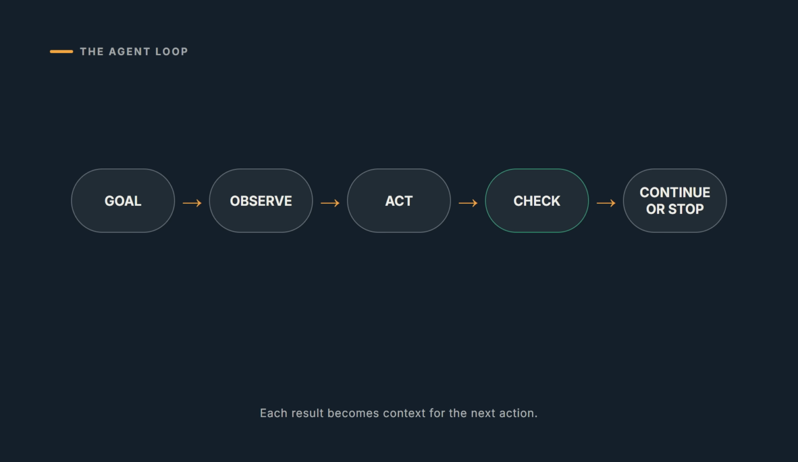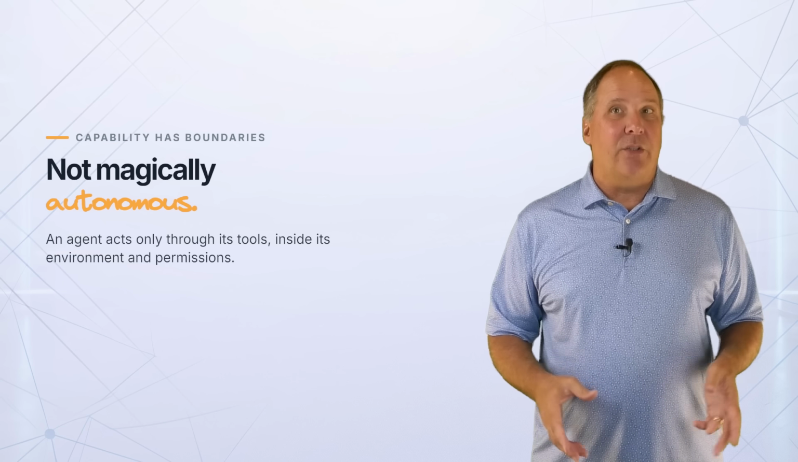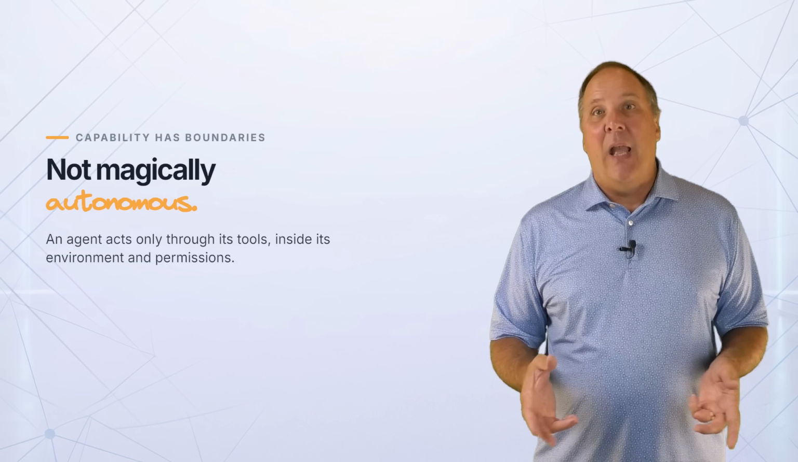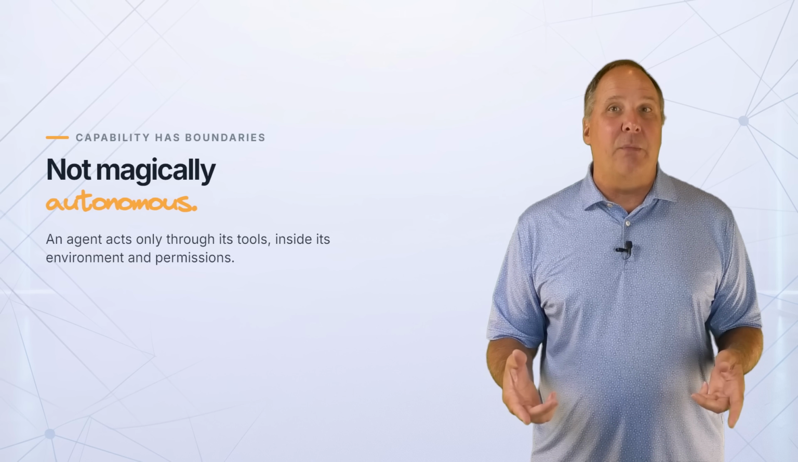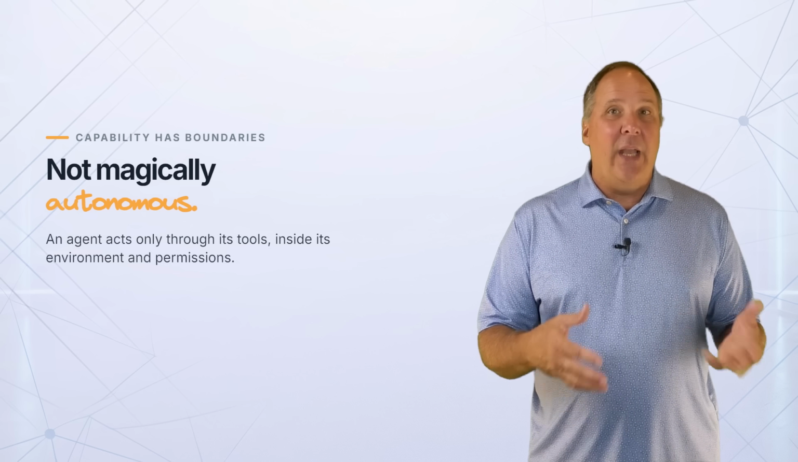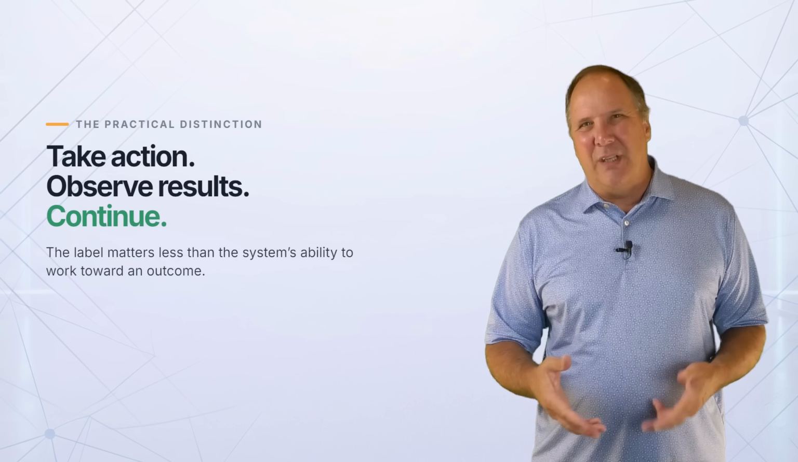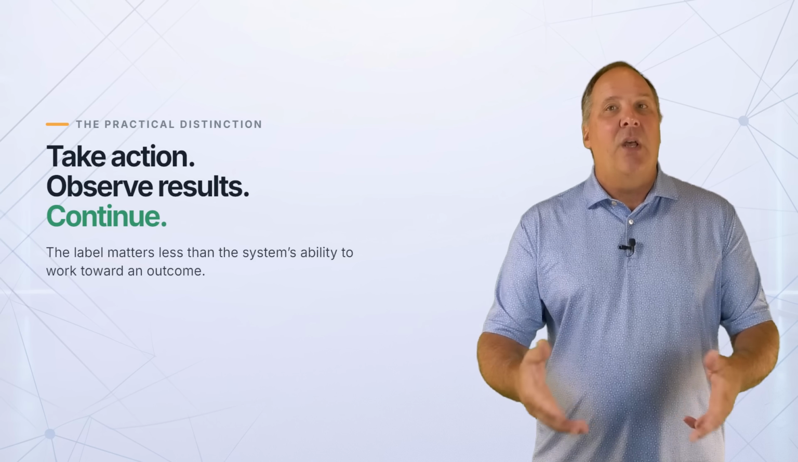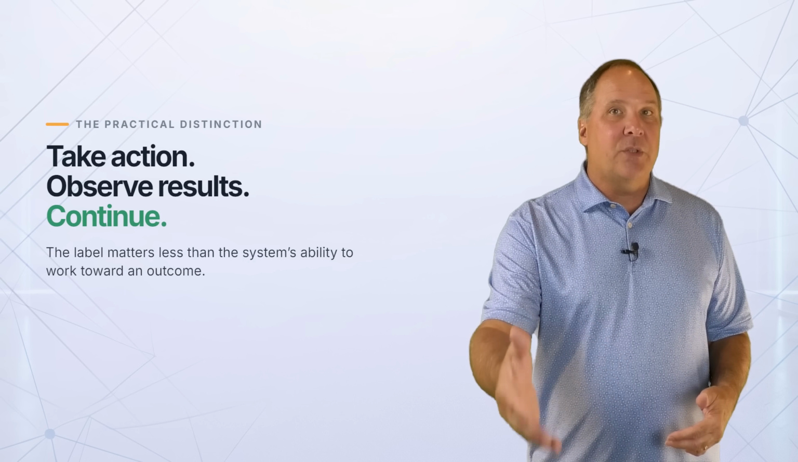The result of one action becomes context for the next action. The agent can continue, correct course, or stop when the requested outcome is supported by evidence. That does not make the agent magically autonomous. It can act only through the tools it has, inside the environment and the permissions that it has been given. And this is not a claim that every product draws the boundary in exactly the same place. Chat experiences can have tools, and coding agents can answer questions. The practical distinction is whether the system can take actions, observe the results, and continue towards an outcome.